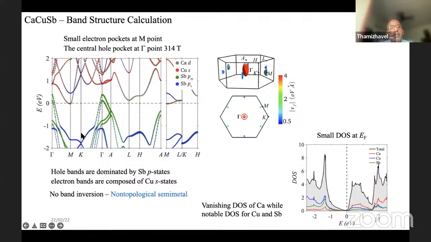So this band structure has been done by Dr. Singh, and the experimental results and band structures are very much matching with each other. We can see that the hole bands are dominated by antimony p states, and the electron bands are composed of copper s states, and there is no band inversion or non-trivial topology, and this is a non-topological semimetal. And the interesting thing is that there is a very small density of states of calcium at the Fermi surface, whereas there is a notable density of states for copper and antimony. So this suggests that the copper and antimony may be the conduction channels in this calcium copper antimony system.